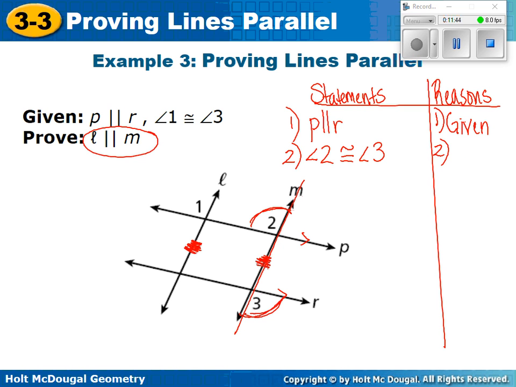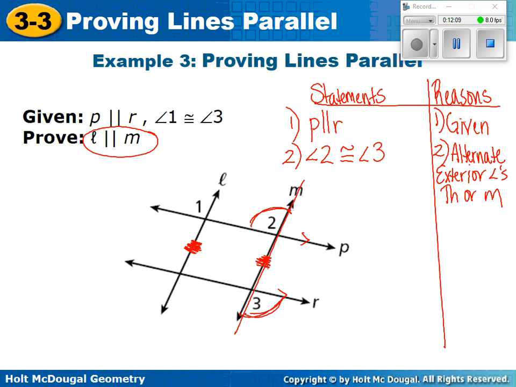And what's going to be the reason? Very good. Alternate exterior angles what? Theorem. Don't make that harder than it is. Just look at the picture. What kind of angles are they? That's the name of the theorem. Alternate exterior angles theorem.